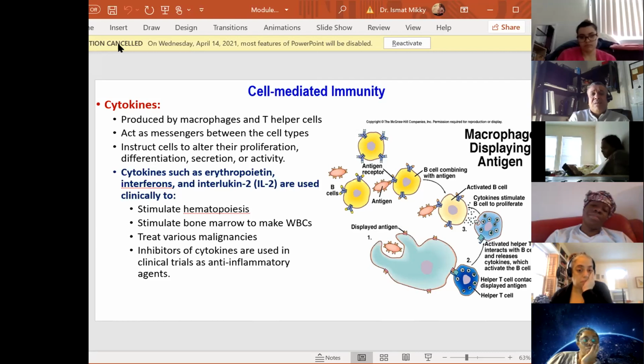So it will result in severe anemia. That explains why patients with end-stage renal disease or CKD will be severely anemic, because they don't have enough of this cytokine, this hormone, erythropoietin, to stimulate the bone marrow to produce RBCs.